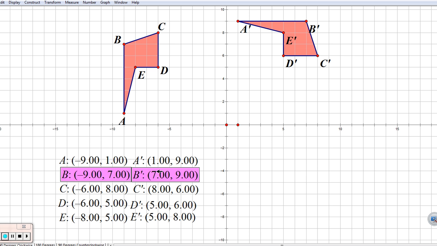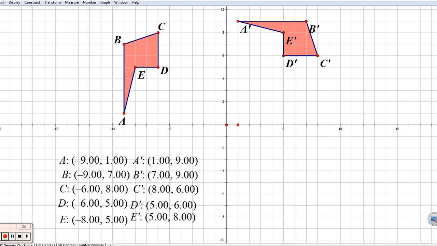Did the same thing happen to my B and B prime? My original first value is now second and changed sign. My original second value is now first. Nothing else changed. Check for my next point. My original first number is now second and changed sign. Second value is now first. Nothing else happened. Same thing happened with D. First is now second, second is now first. And same thing happened with E and E prime.